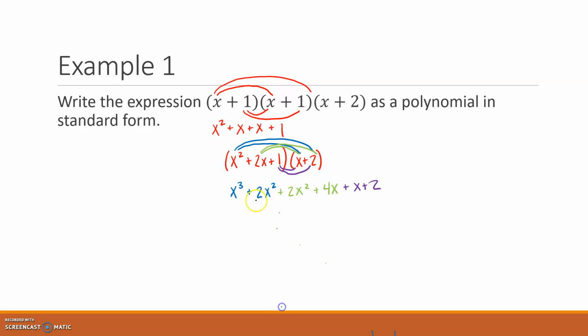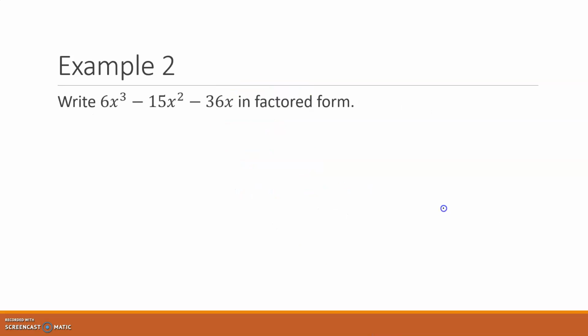So when I look at my like terms, I've got the x's. X to the third did not have another one with it, so just x to the third. This would give me 4x squared. 4x plus x would give me 5x, and then plus 2. And then I've got 3, 2, 1, 0, so I'm good. This is standard form of the polynomial.